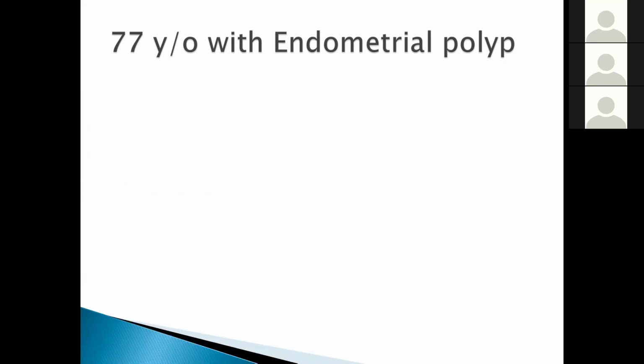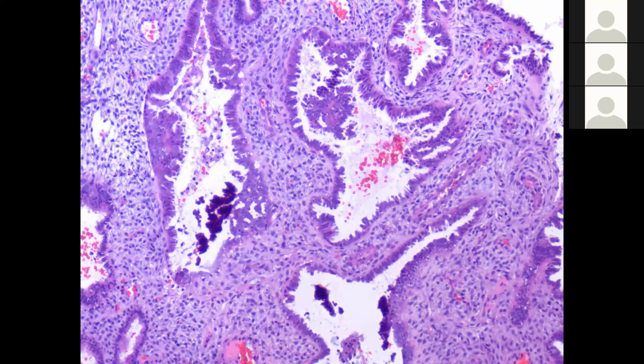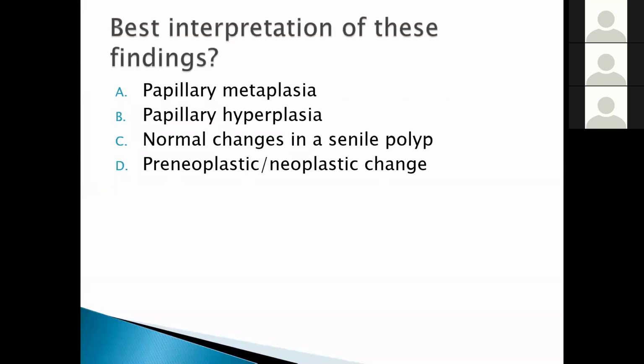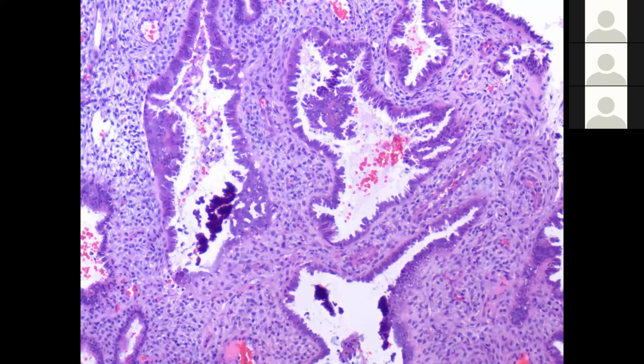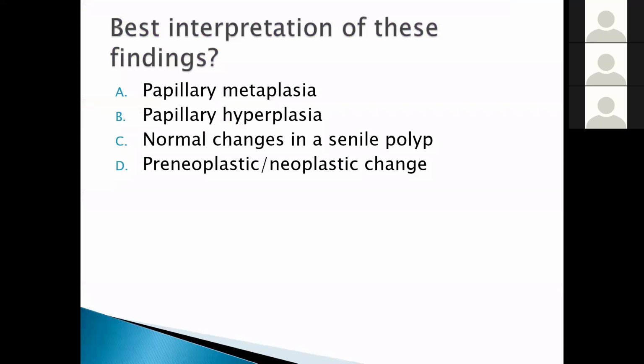77, endometrial polyp. Kind of ties in with the unknowns. It's a juicy polyp for a 77-year-old, right? The question is, based on this, just looking at this on intermediate power, what would you think about? You have to think about it before you can do anything further, right?